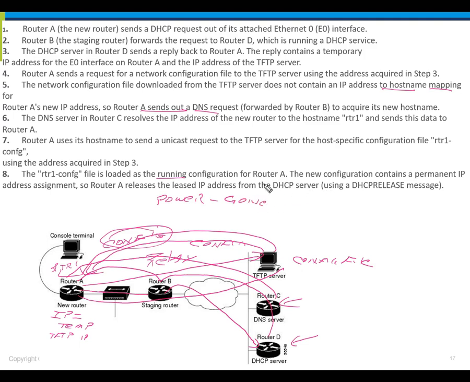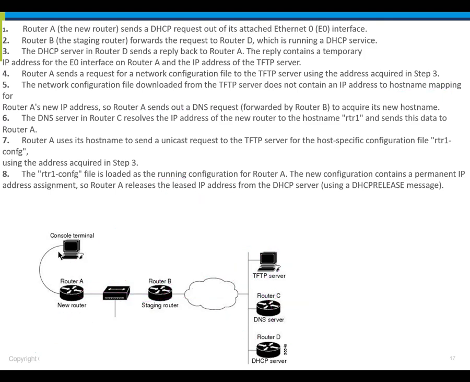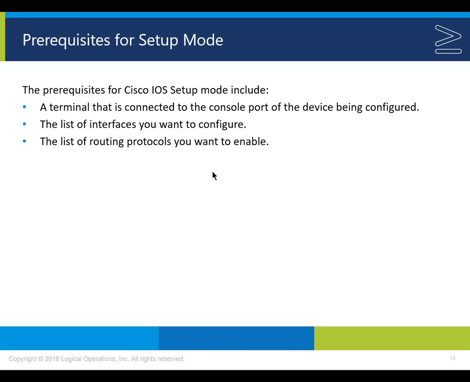It then needs to be saved at some point into the startup. So we need to save the running to the start. Copy run start when we do those things. The router releases its lease DHCP address because it's going to have an IP address in the configuration file that it gets. So yes, it is a great way to do it, but it also requires some configurations to do these things.